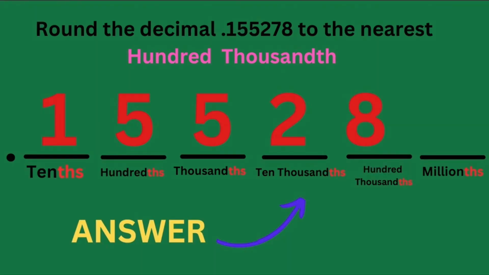Okay, so if you got 0.15528, then your answer is correct. Again, we would round up in this example because the place value right next to the hundred-thousandth place, which is the millionth place, and there was an 8 in that spot, would cause us to round up.